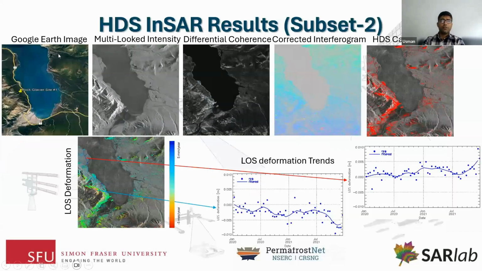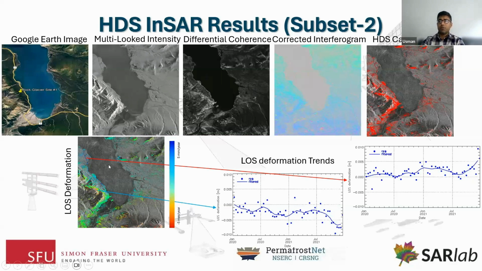One of the subsets that we processed was near the Silver City airstrip and some portion of the Alaska-Canada highway as well. On the top left is the Google Earth image of the area that we looked at. The red dots in the rightmost figure are the candidate points that were selected based on their homogeneous distributed scattering over the 2 years. And then we did some deformation analysis.